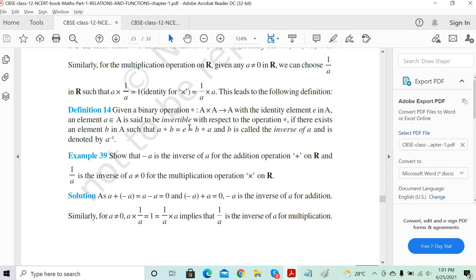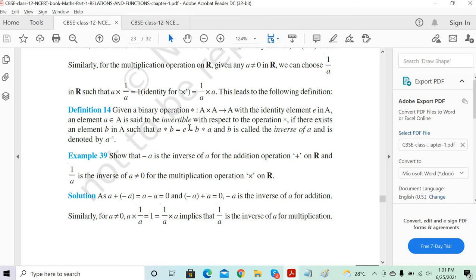And 1 by 2 into 2, I am also getting the answer as 1. So 1 becomes the identity element. Correct? And 1 by 2 is called the inverse of 2. Is it okay? Understood? A I have taken as 2, B I have taken as 1 by 2. When you do the multiplication binary operation here, 2 into 1 by 2, the answer is 1.